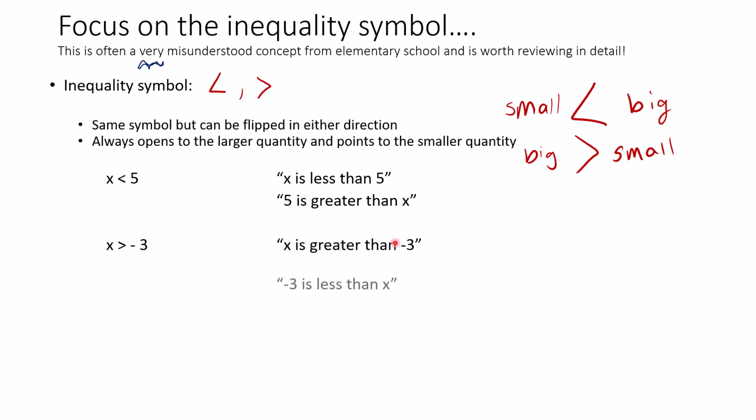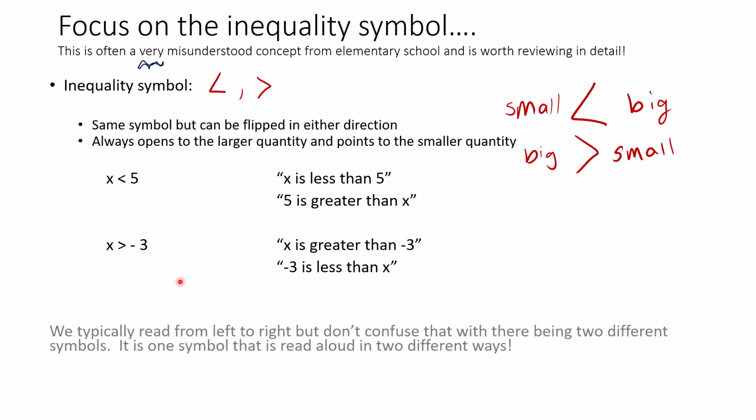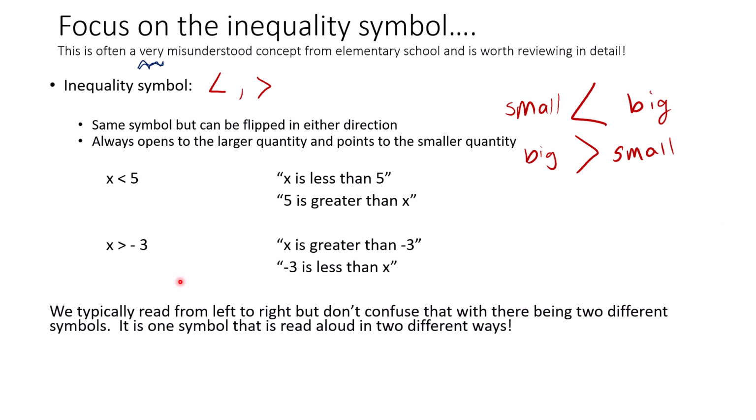But if you were to read it from right to left, you would say -3 is less than x. And so again, it's the same symbol. How you read it out loud just depends on which direction you're going. Now, we typically read from left to right. So you might be thinking, well, why is she reversing the direction on that? Well, because I can. But typically we would read this from left to right.